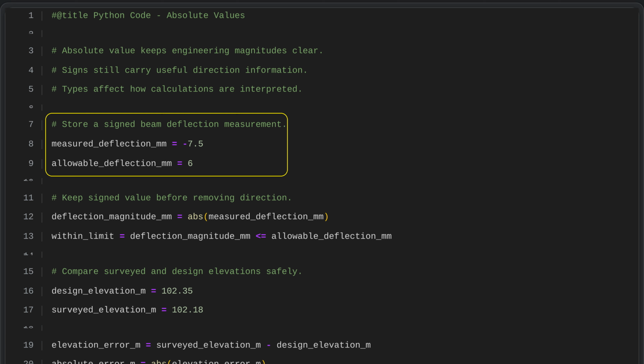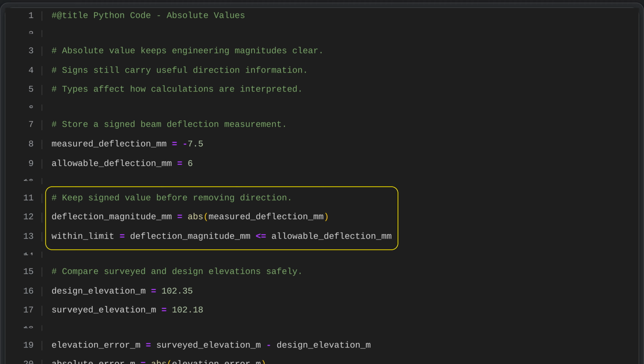Store the measured beam deflection in millimeters using a negative value to show direction. Then, define the allowable deflection limit, also in millimeters, as the maximum acceptable deflection. These two values are used to decide whether the beam's actual deflection stays within the permitted range.